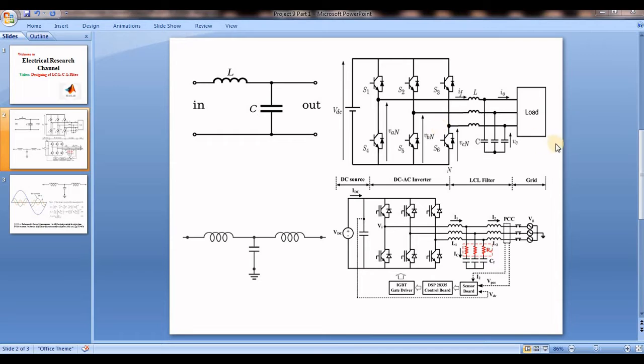Many people are requesting me to provide any code or designing process to obtain the L and C values for a particular application, particular load, particular inverter or particular design. So in this video you can get the idea about how to design L and C values and how they can be applied, which filter is applied only for load, which LCL filter is for grid connected, and the difference between these two, with the MATLAB code.